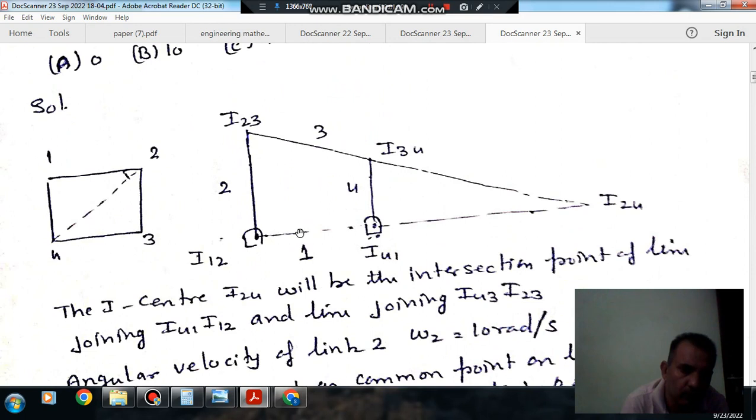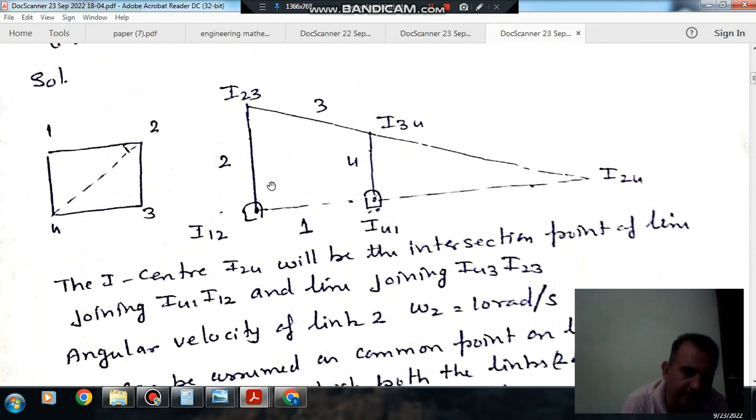Now these four I-centers are common points between the links. These I-centers can be represented by lines. So here the 1-2 line represents I-center I12, 2-3 represents I23, 3-4 represents I34, and 4-1 represents I41. Now the angular velocity of link 2 is known, and the angular velocity of link 4 has to be found out. So we need to know the I-center made by a combination of these.